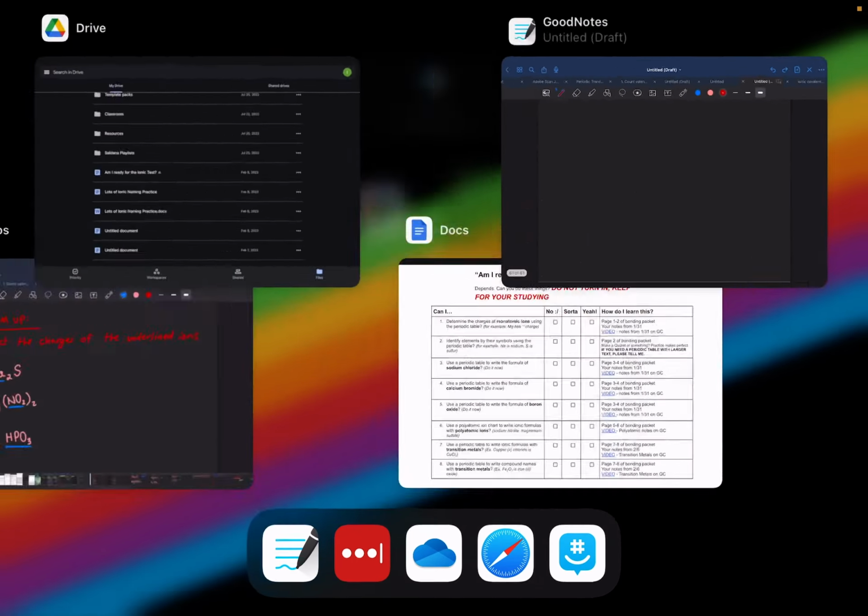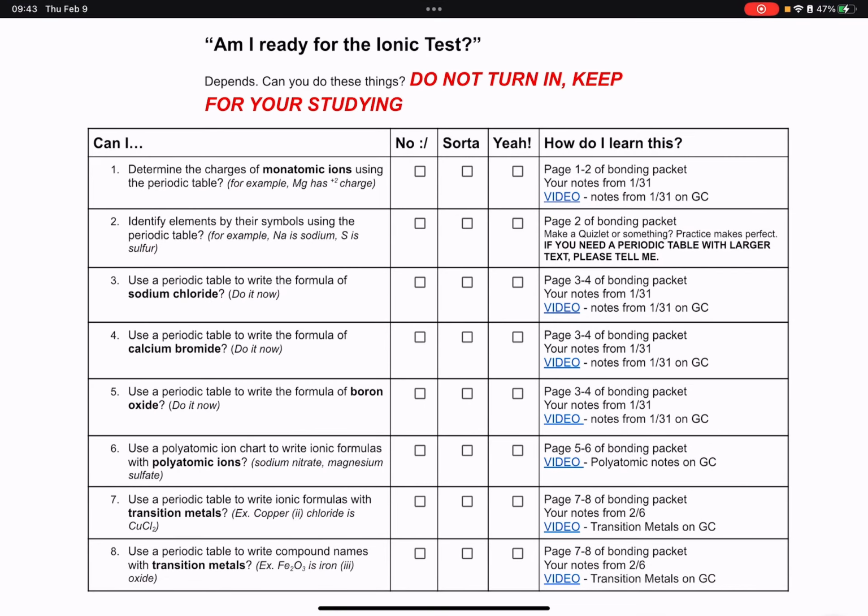Number 3, what was number 3? Use a periodic table to write the formula of sodium chloride. So now we're getting into actually naming some ionic compounds. Sodium chloride.